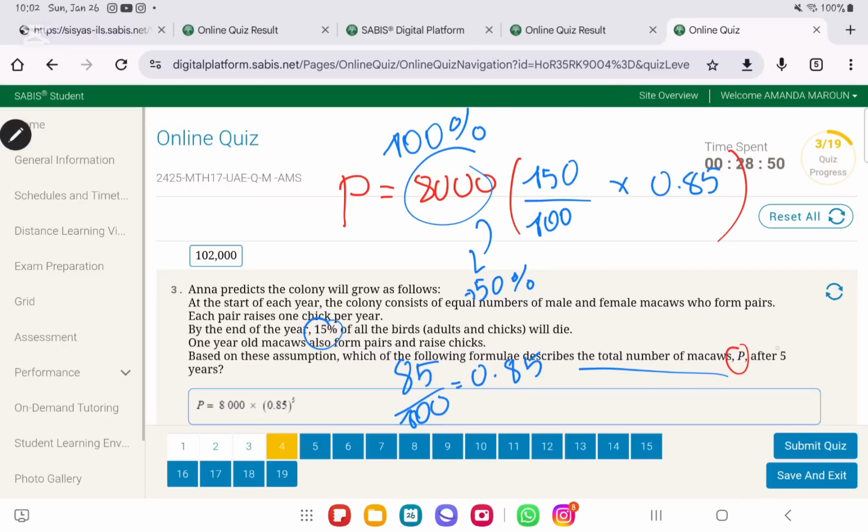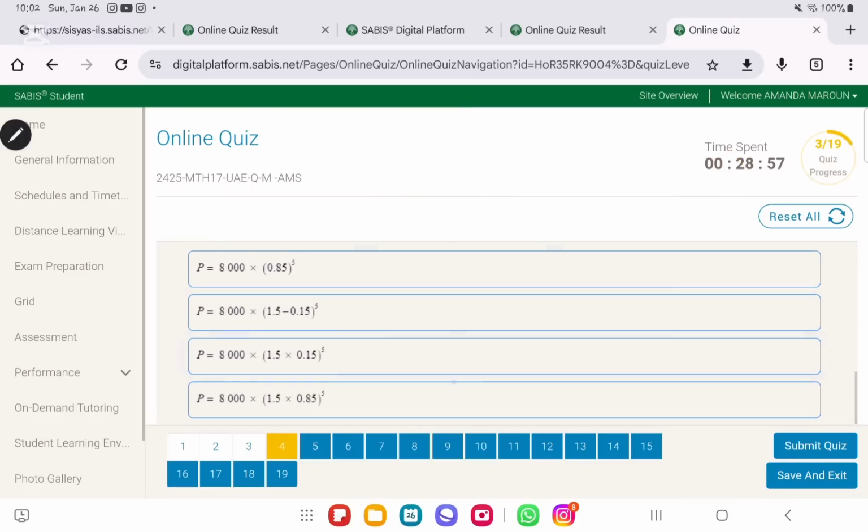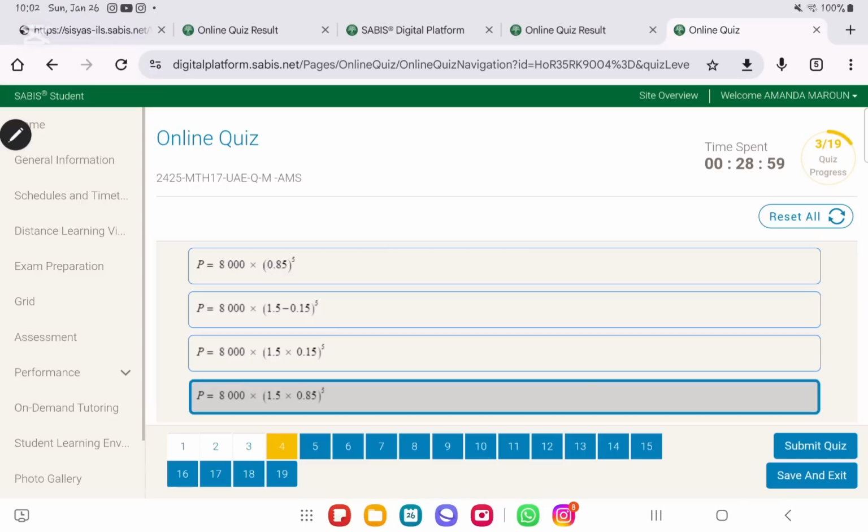But they said after how many years? After 5 years, so to the power of 5. So let us look for this equation. It's going to be this one, because 150 over 100 is 1.5.